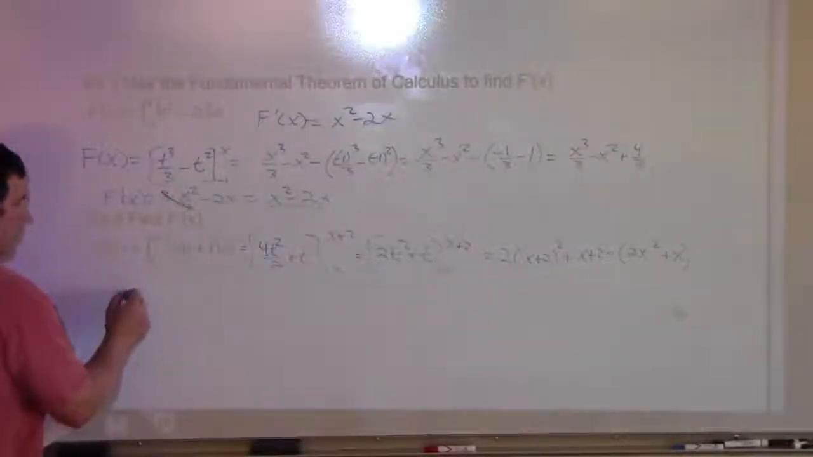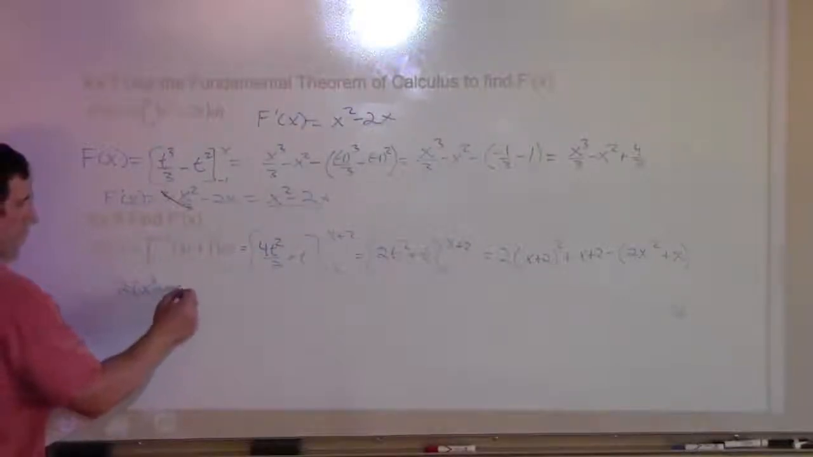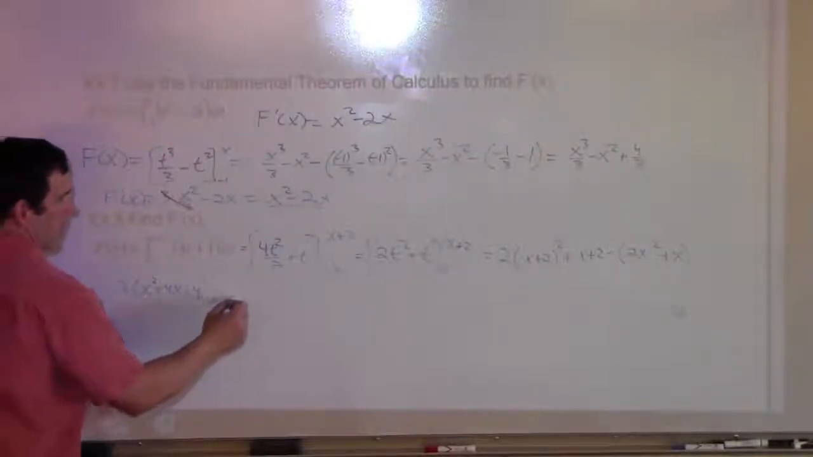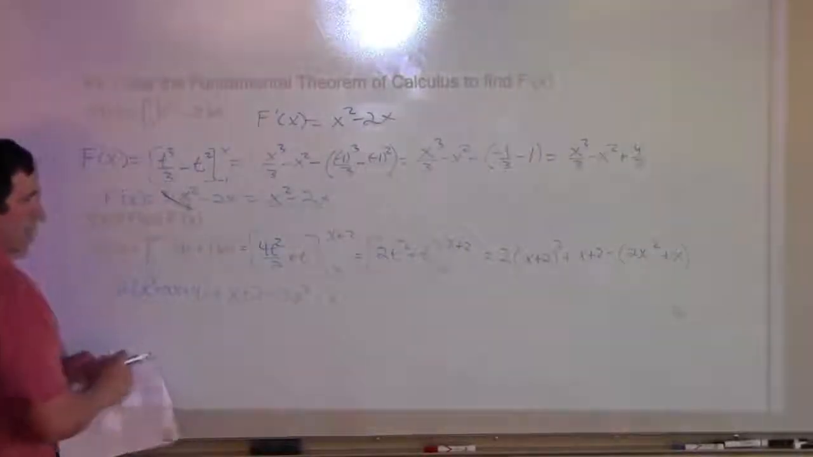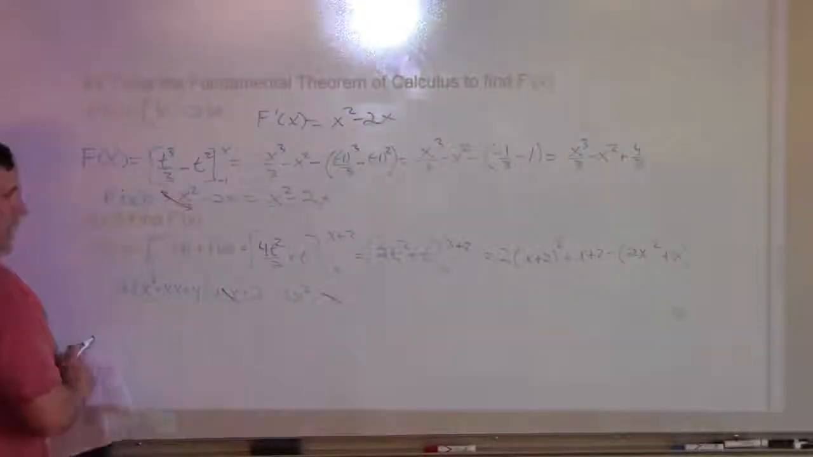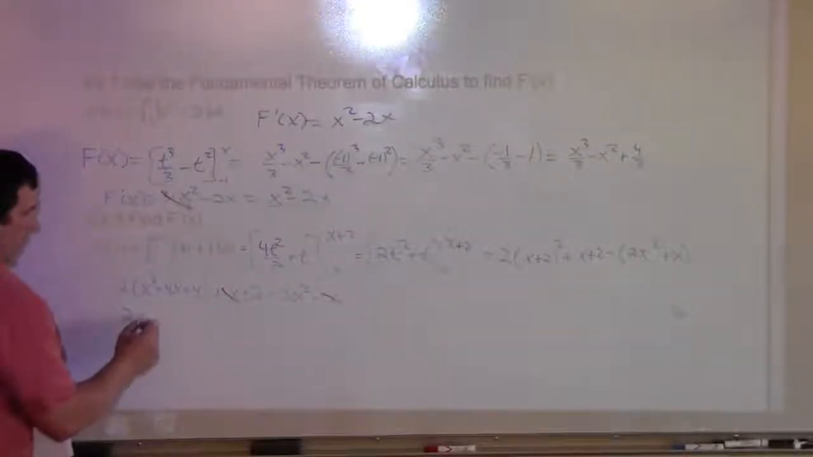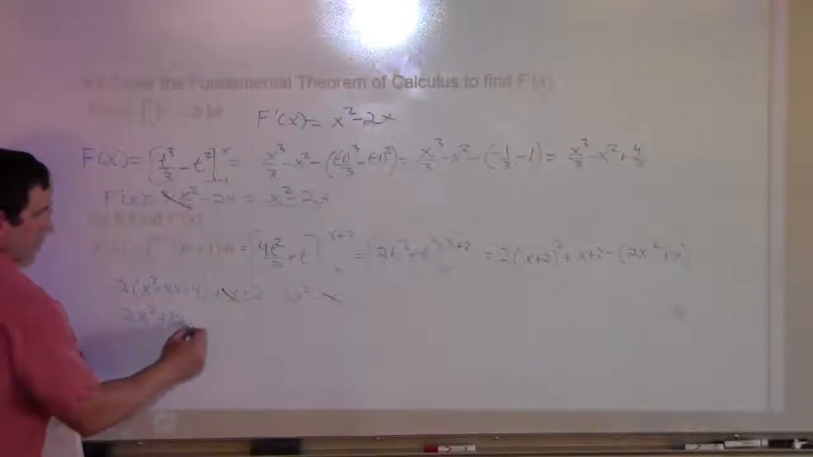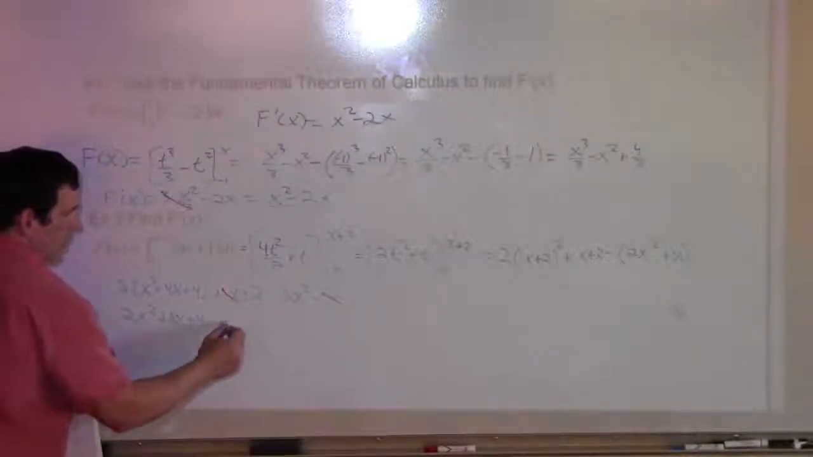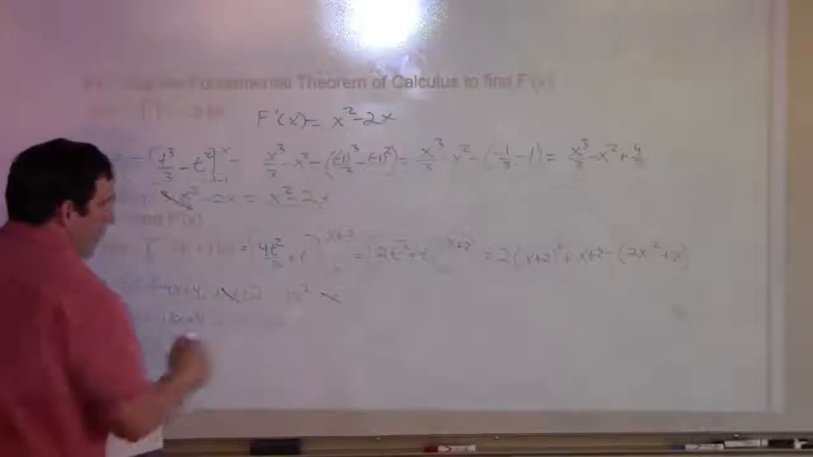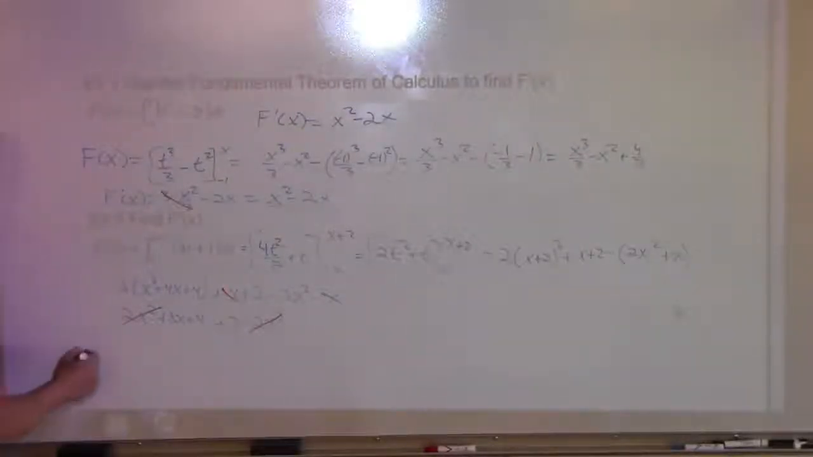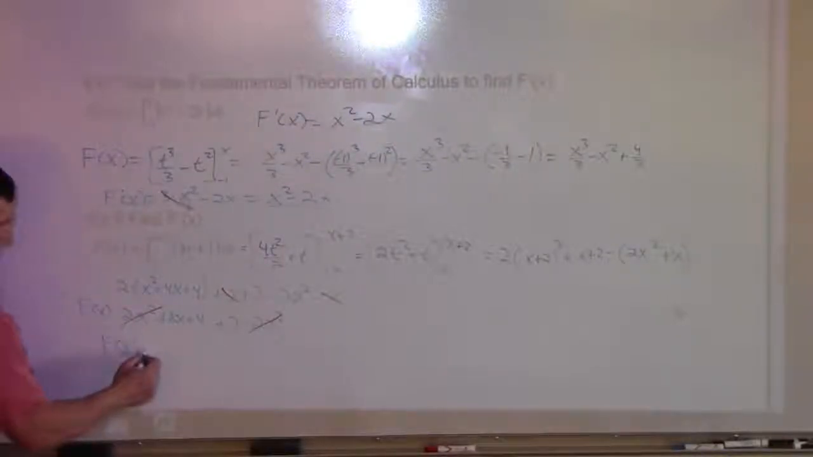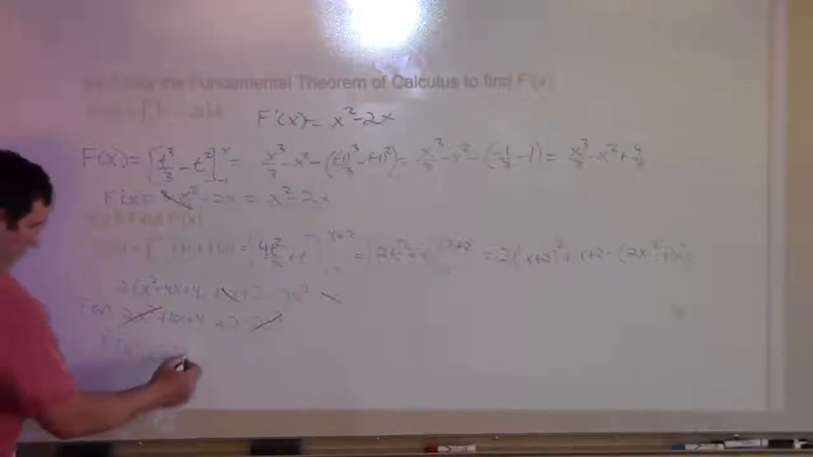So we end up with 2 times the quantity x squared plus 4x plus 4, plus x plus 2, minus 2x squared minus x. So if you want to cancel that x, we can do that now. Distributing, we have 2x squared plus 8x plus 4 plus 2 minus 2x squared. And the 2x squareds go away. Now, that is F of x. So capital F of x is going to be 8x plus 6.